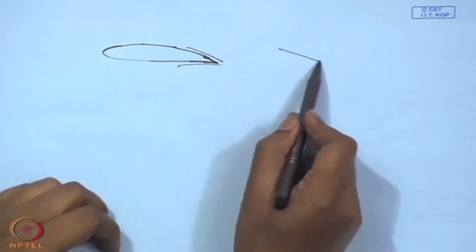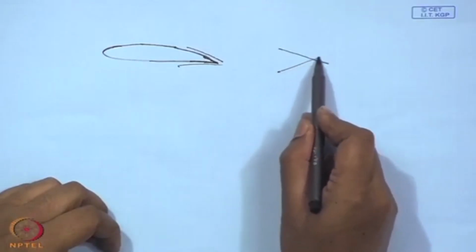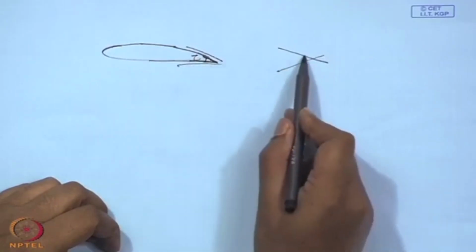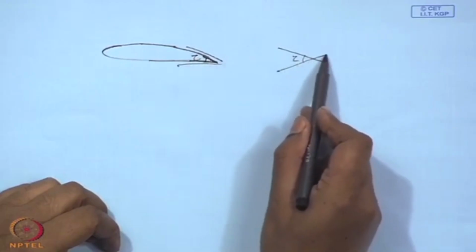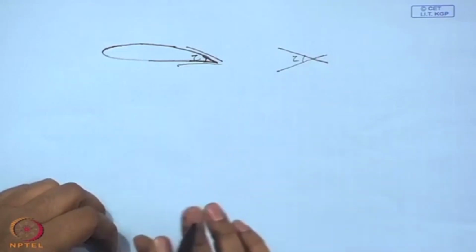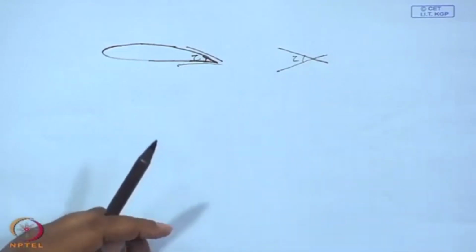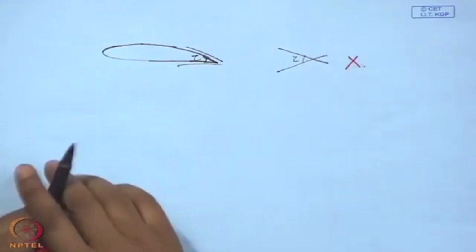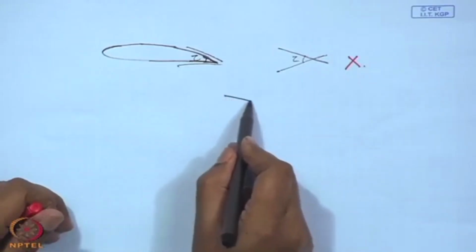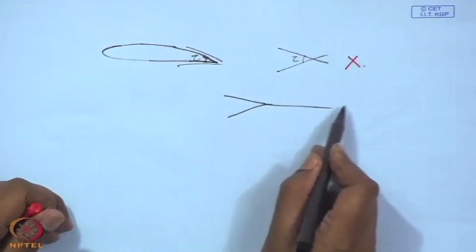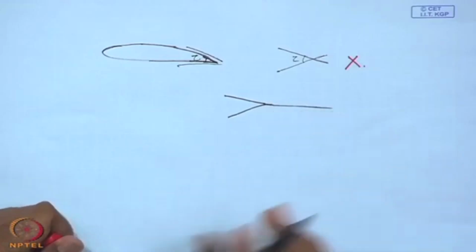This gives that one streamline is coming like this, another streamline is coming like this, and if the airfoil has a finite trailing edge angle tau, then these two streamlines are intersecting here. But we know two streamlines cannot intersect. So, this situation cannot occur. What will occur is something like this: these two streamlines will merge and become one streamline, smooth.